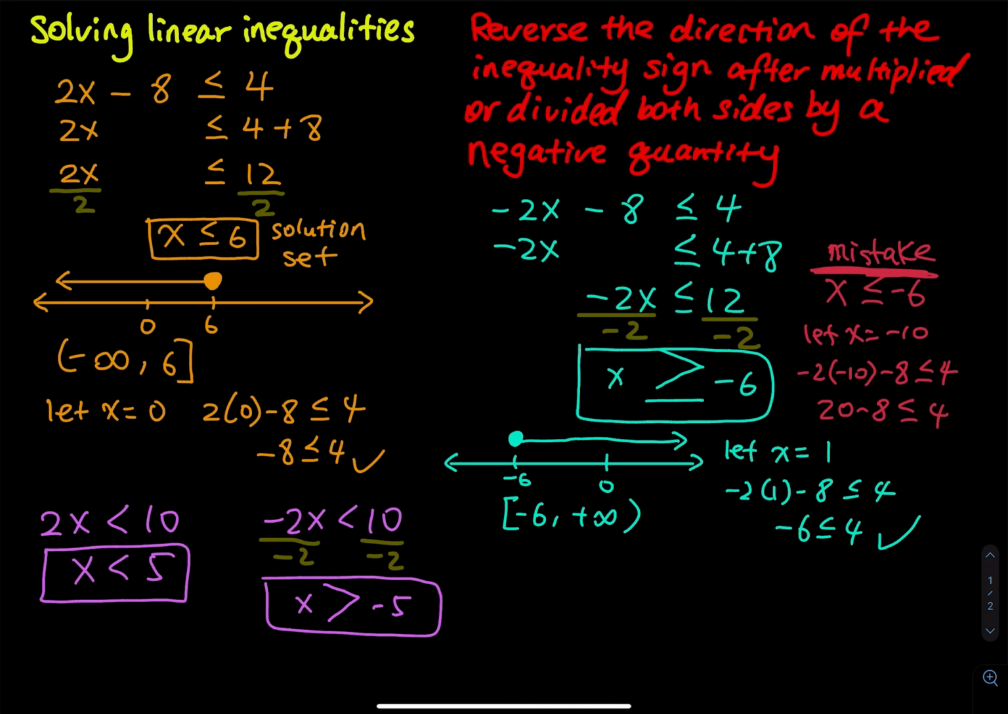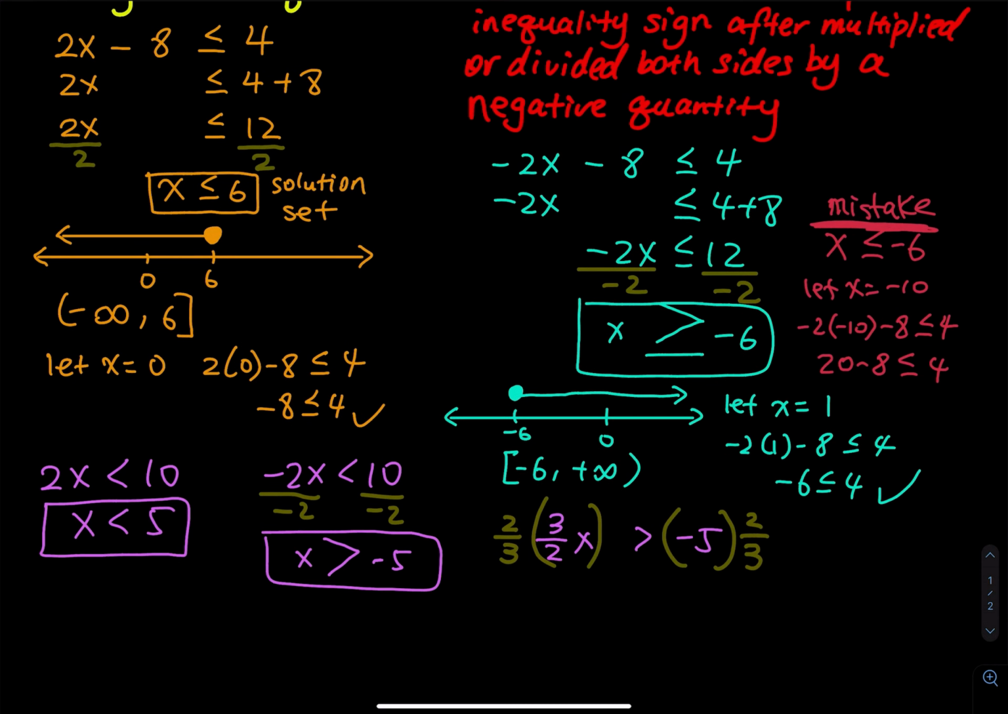How about 3 over 2 x greater than negative 5? Do you need to multiply both sides by a negative? No. This time you multiply both sides by 2 over 3. 2 over 3 is positive, so you do not reverse the sign. As long as you multiply both sides by a positive, do not reverse the sign. So you have x greater than negative 10 over 3. There is no need to reverse the sign.